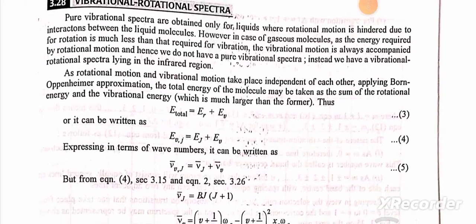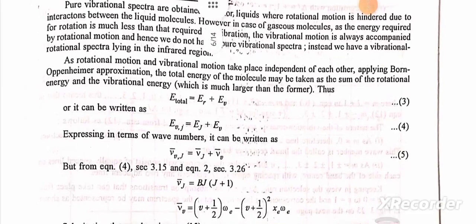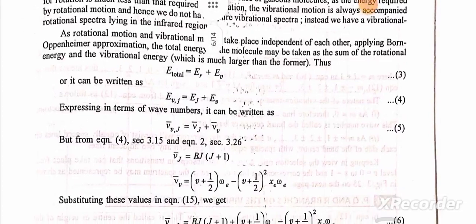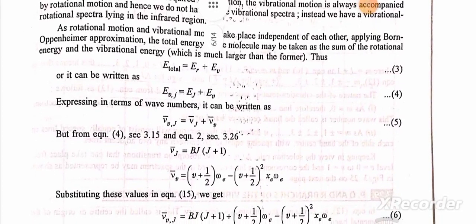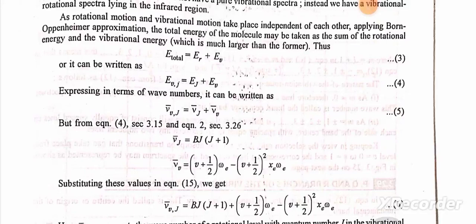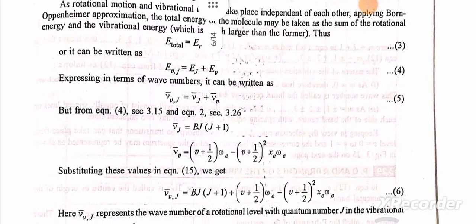As rotational motion and vibrational motion take place independent of each other, applying the Born-Oppenheimer approximation, the total energy of the molecule may be taken as the sum of the rotational and the vibrational energy. Thus, it can be written as E total equals ER plus Ev. And expressing it in terms of wave numbers, it can be written like this.